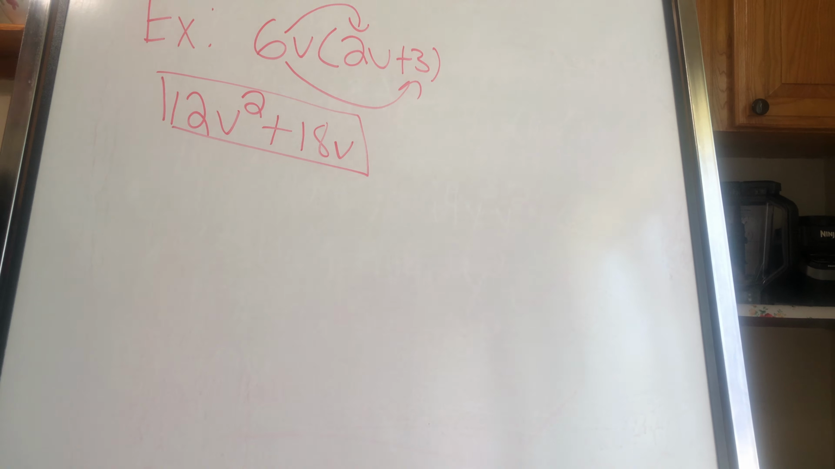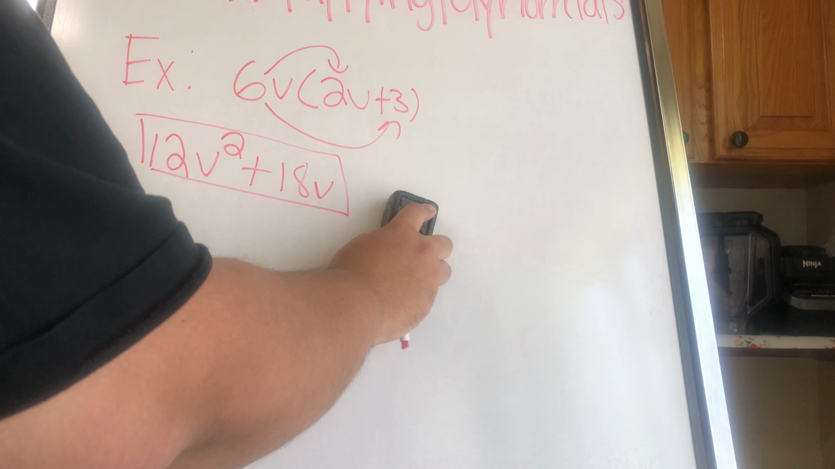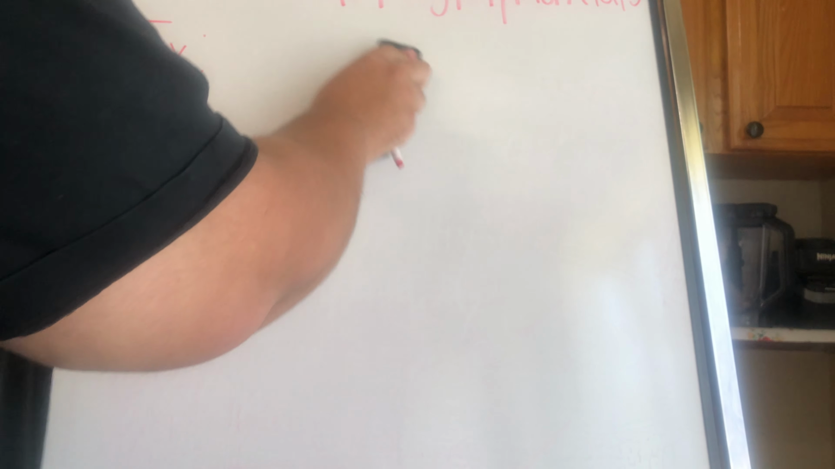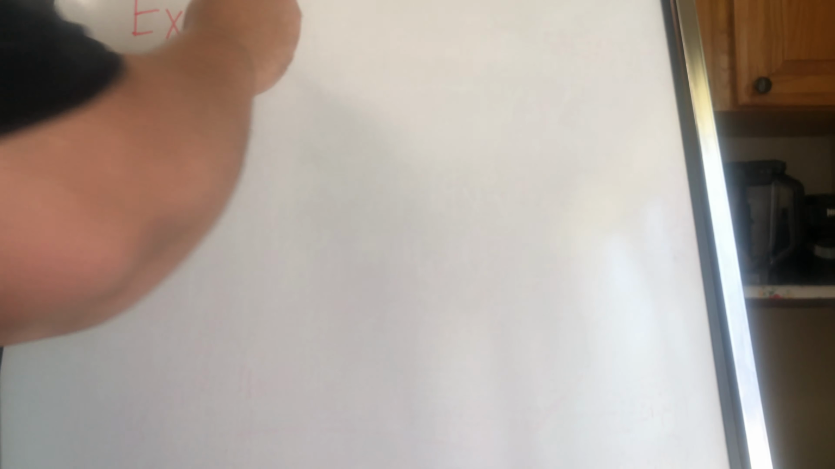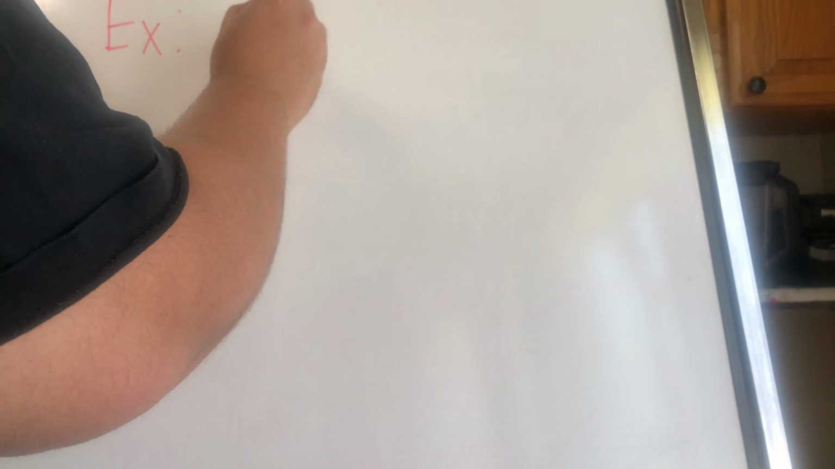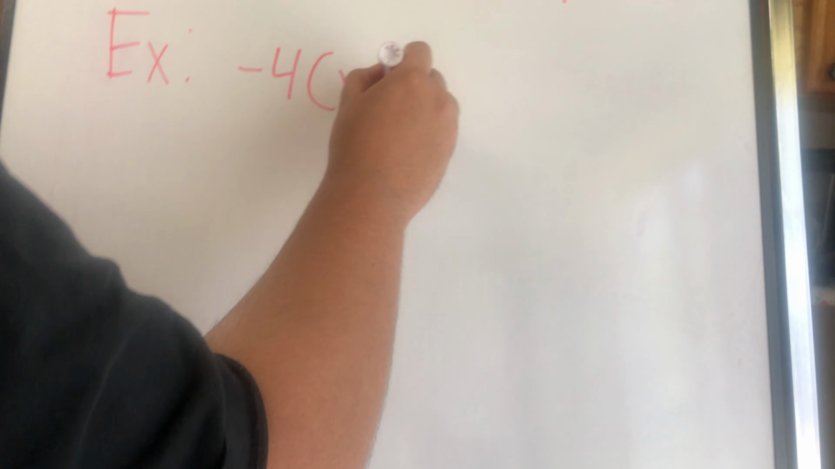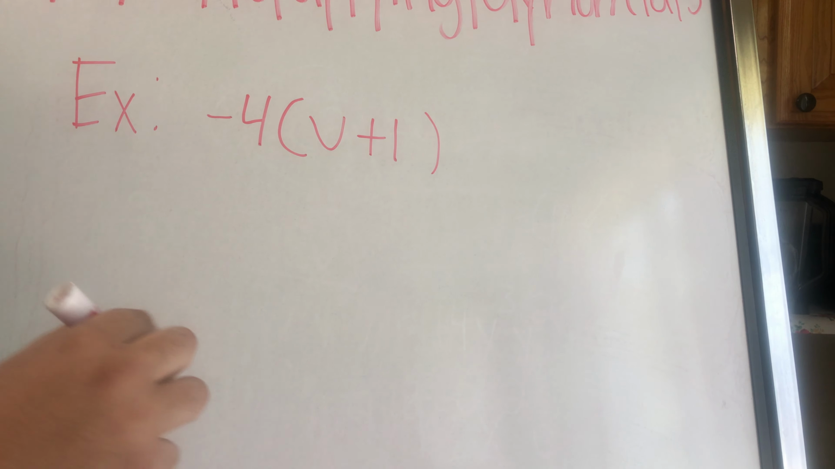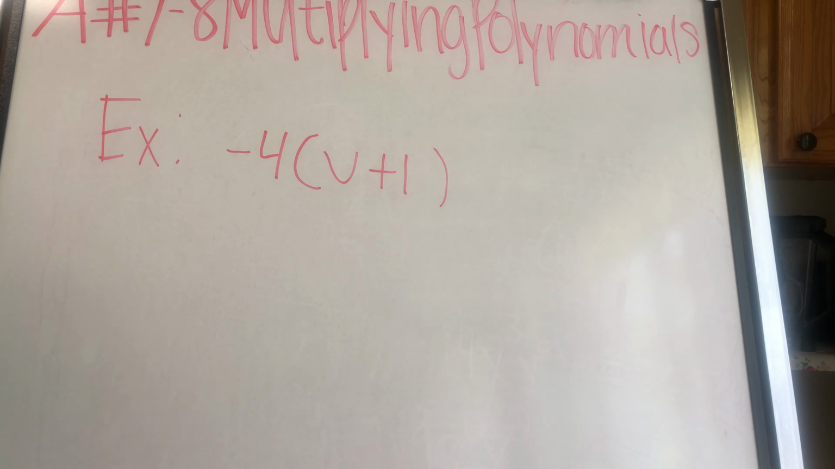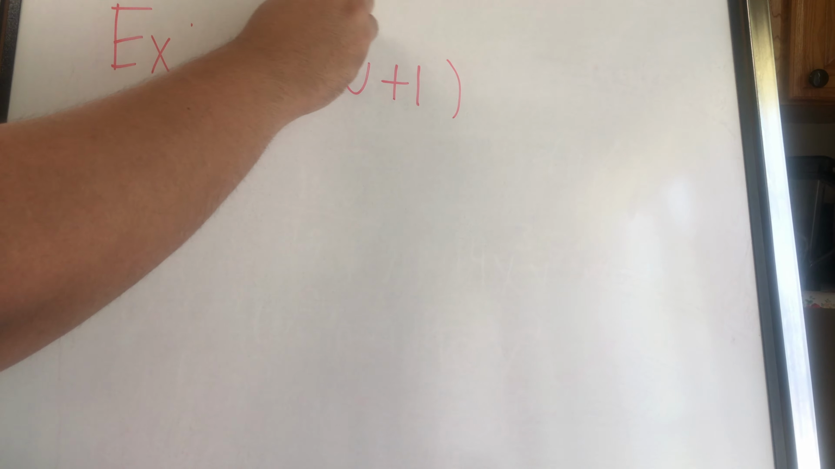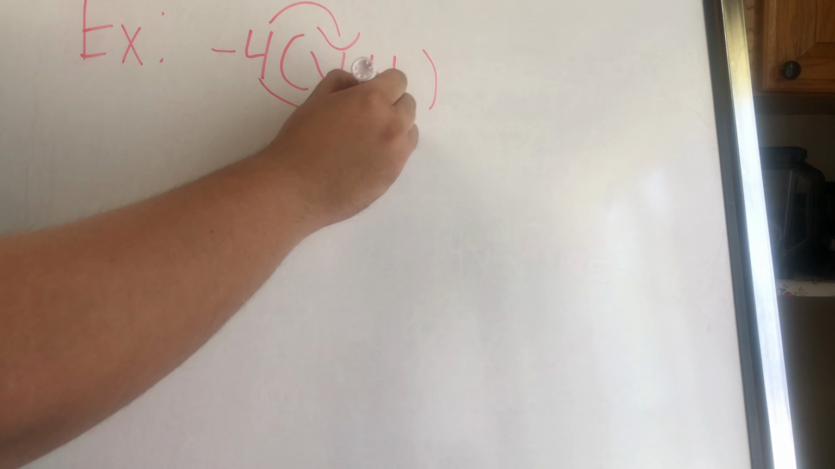Alright, let's move to example problem number 2. Let's throw in a negative. So example number 2. Say we have negative 4 and you're multiplying it to v plus 1. This one is different because the negative 4 doesn't have a base, but it still means multiplication. So this is a distributive multiplication.